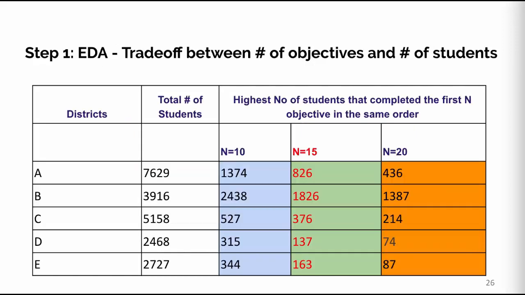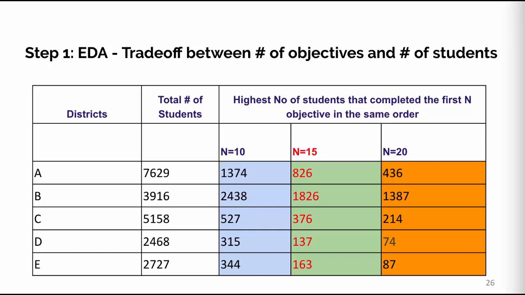In the first step, we performed some exploratory data analysis. The third grade curriculum contains 32 objectives in total. This table shows the highest number of students that completed the first n objectives in the same order for each of districts A, B, C, D, and E.